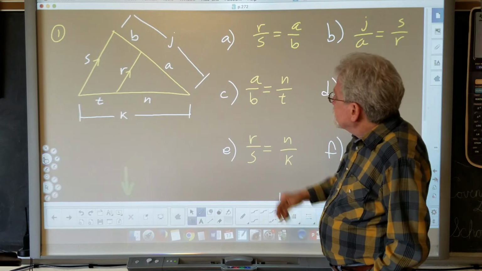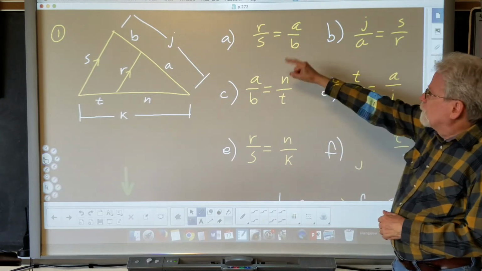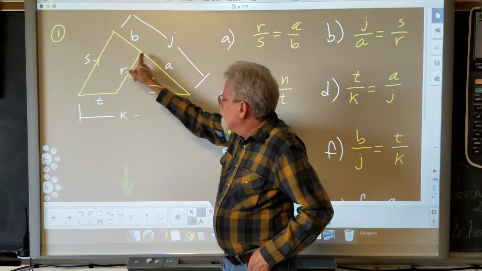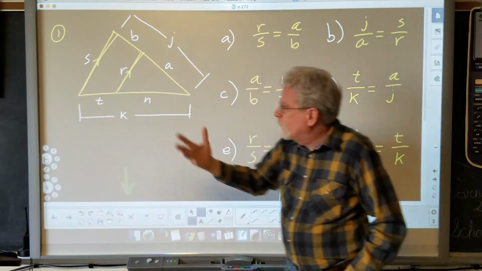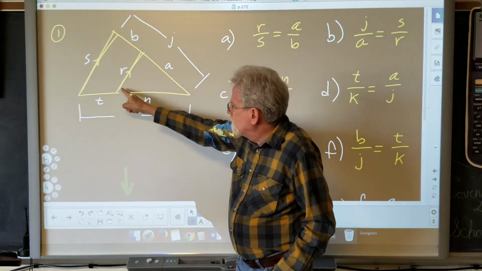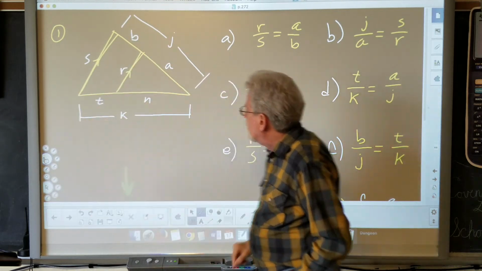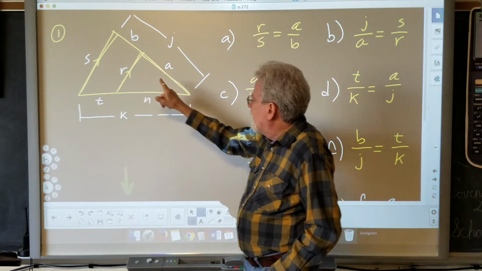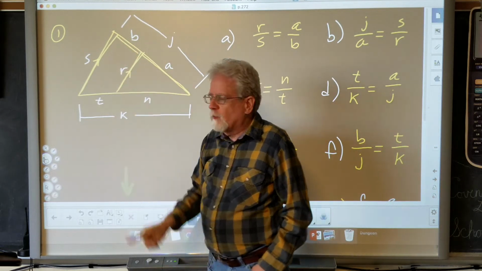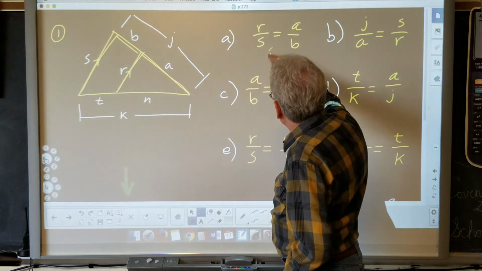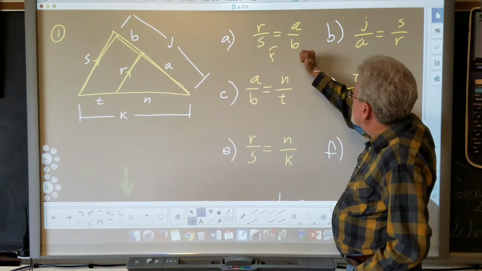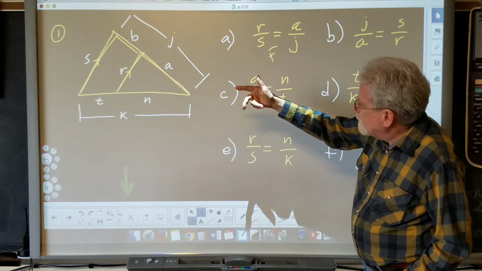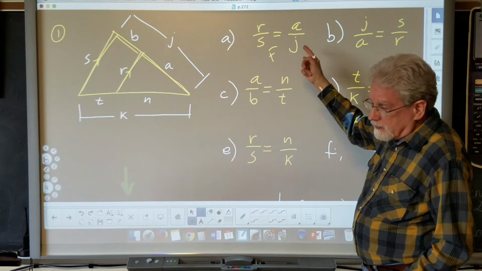Number 1, part A. Is this true or false? Does R over S equal A over B? They start off with one of the tricky ones. Whole side of little triangle, whole side of big triangle. Is that equal to whole side of little triangle and just a piece of the big one? No. False. What should they have written? If they had changed the B into a J, then they've got something. R over S does equal A over J.